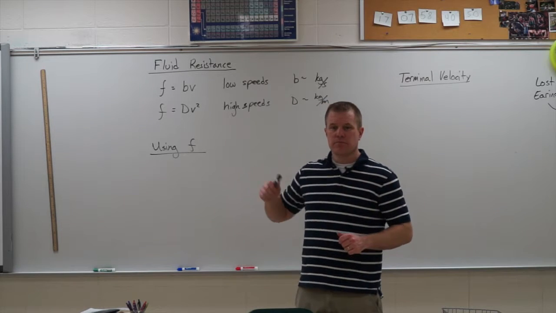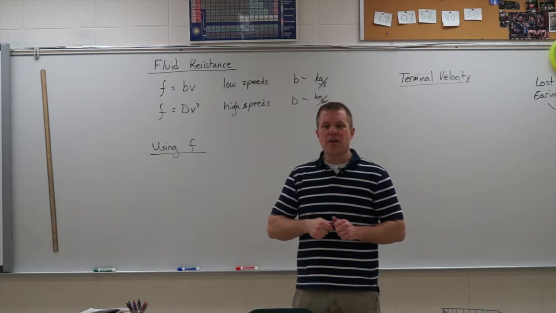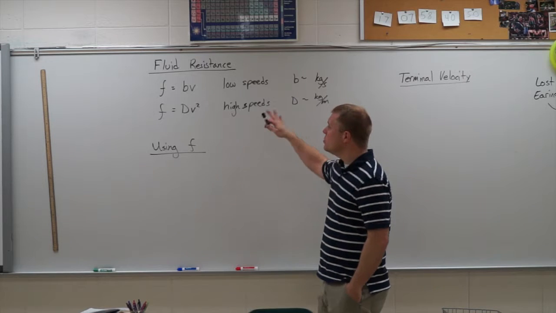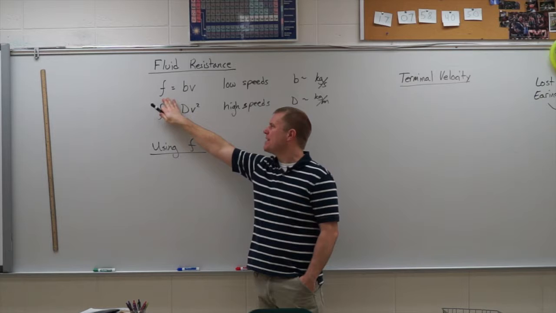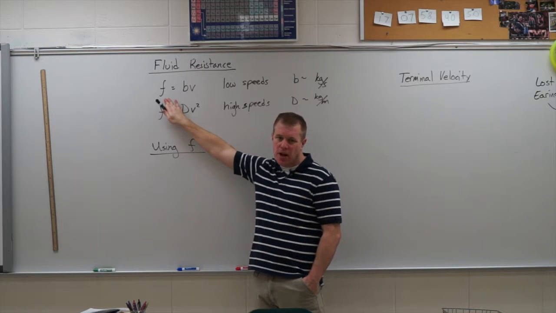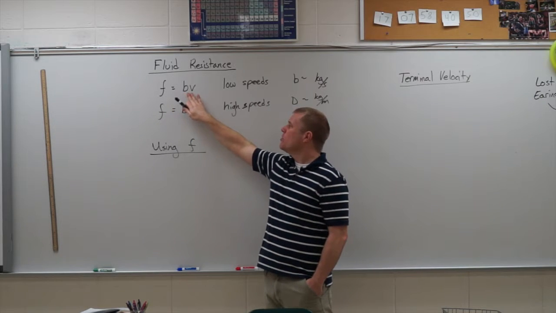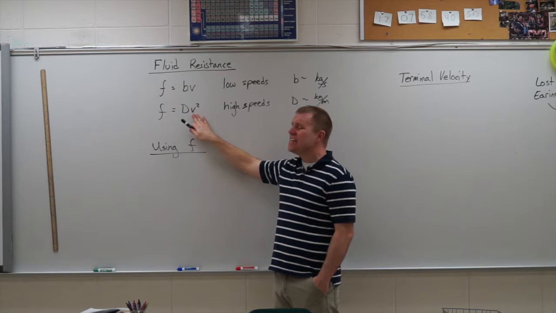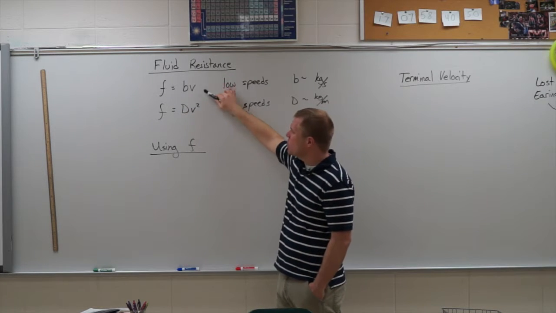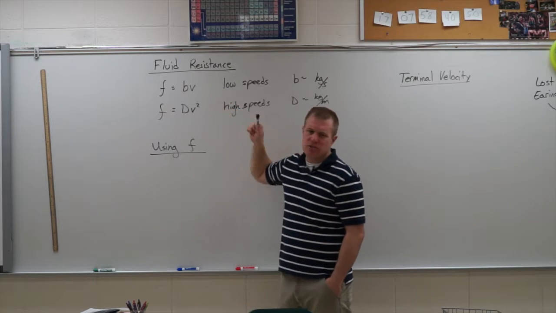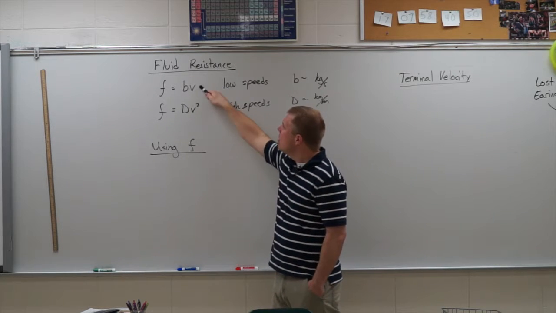All right, we are going to look at fluid resistance. So there's two types of fluid resistance we can deal with, and I'm using this F here to represent the resistive force of the fluid. And it's equal to either bv or dv squared. So you'll notice one's dependent on the velocity, one's dependent on the velocity squared. These are magnitudes, so we better say speed here.